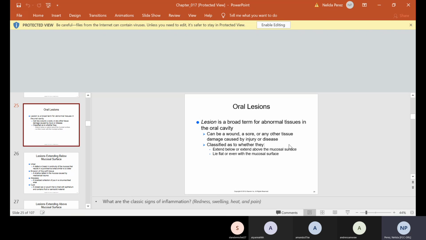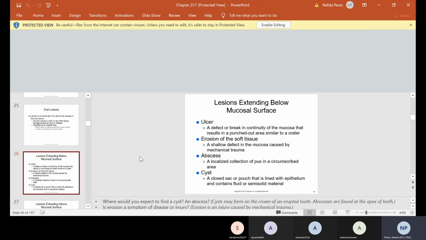Now, oral lesions. Lesion is a broad term for abnormal tissues in the oral cavity. It could be a wound, a sore, or any other tissue damage caused by injury or disease, and lesions are classified as to whether they extend below or extend above the mucosal surface, or if they lie flat or even with the mucosal surface. So there are some lesions that extend below the mucosal surface. That's your ulcer. That's a defect or break in the continuity of the mucosa that results in a punched out area similar to a crater.